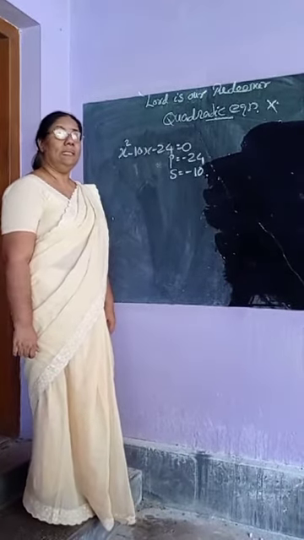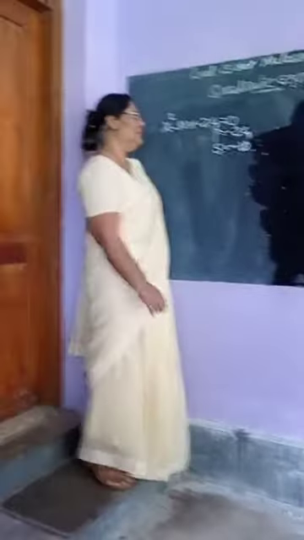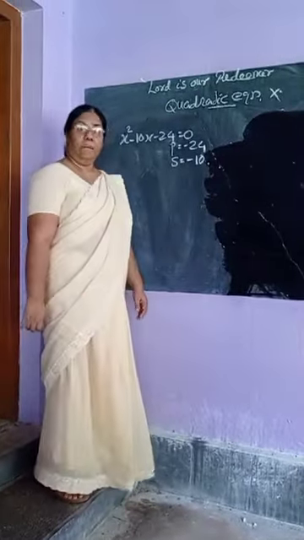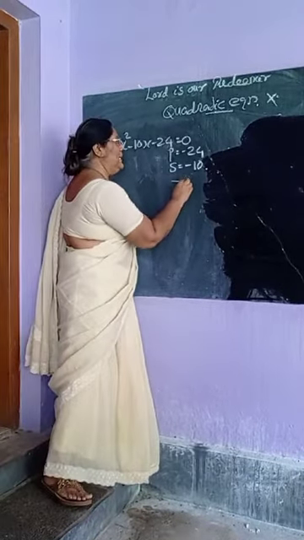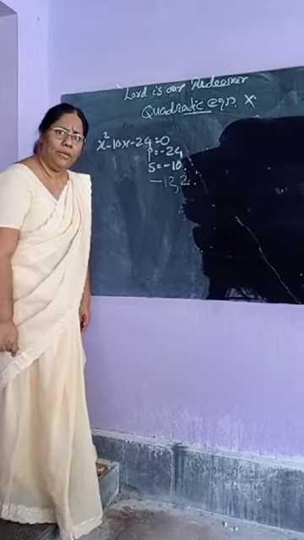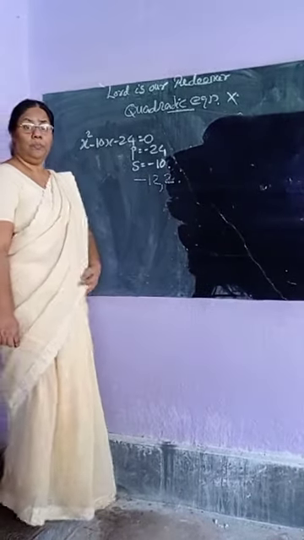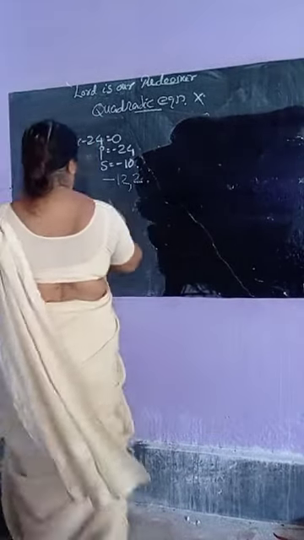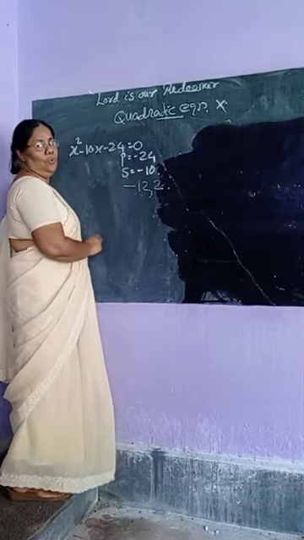We know that minus 6 and minus 4 gives plus 24. Therefore, we cannot select those numbers. Then, minus 10, the sum. Is it minus 12 and 2? What's your opinion? Minus 12 and 2. What's the product of minus 12 and 2? Say the answer. The product is minus 24 and the sum is minus 12 plus 2.